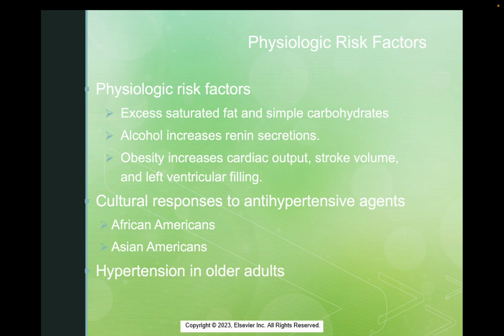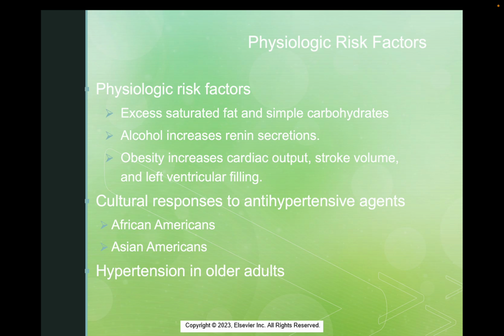So there are physiologic factors that are also responsible for our blood pressure, including our diet and lifestyle factors, including excess saturated fat and carbs, and alcohol, which increases renin secretion, so it has a direct impact on that RAAS system. Obesity increases cardiac output, stroke volume, and your left ventricular filling.